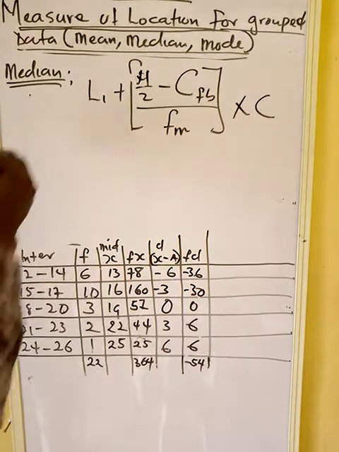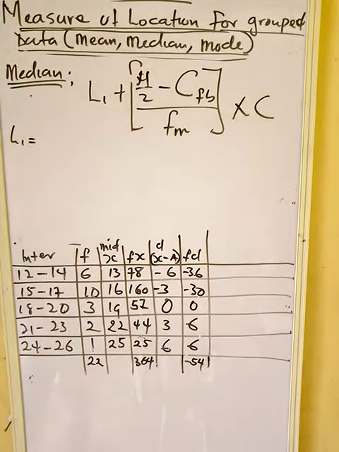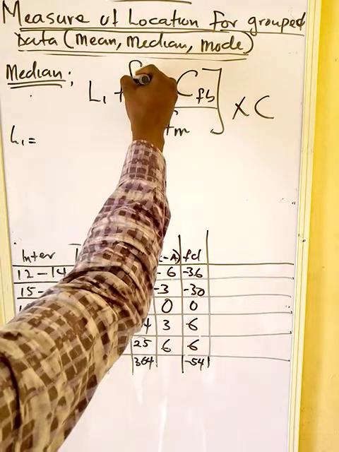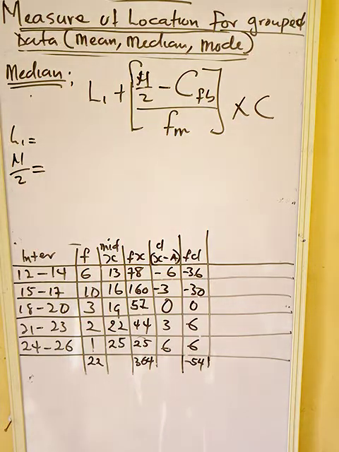So our L1 is the lower class boundary of the median class. Write it down. Where our n over 2 is the total frequency divided by 2.